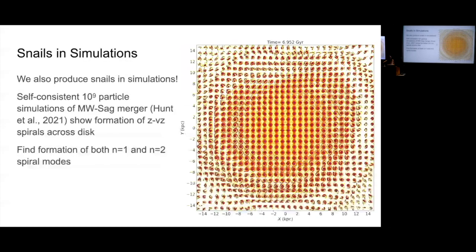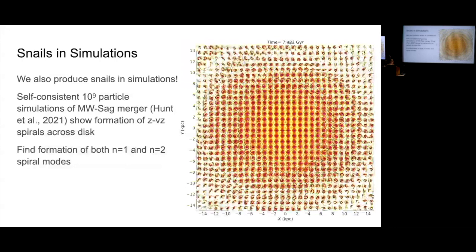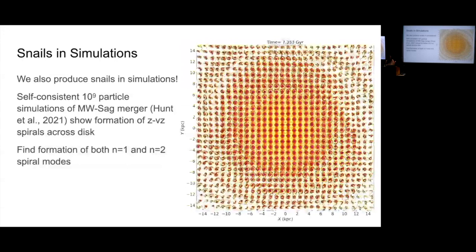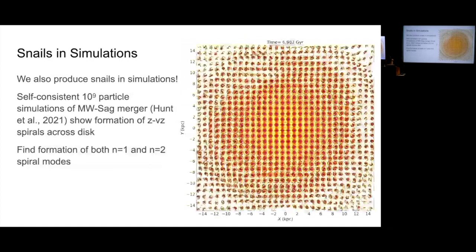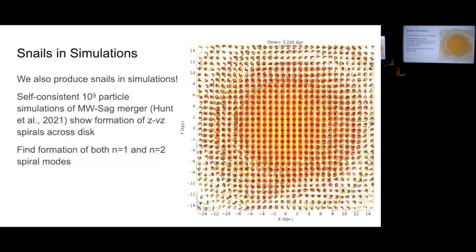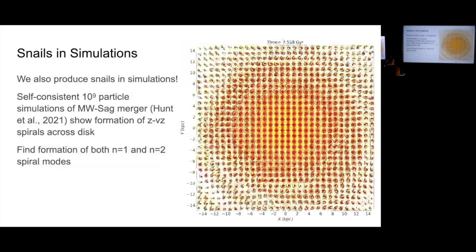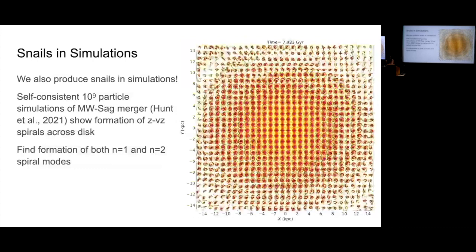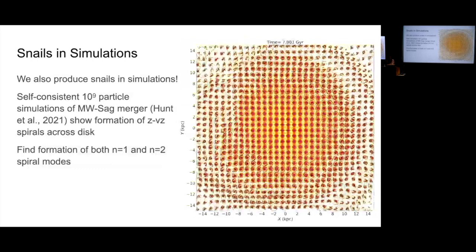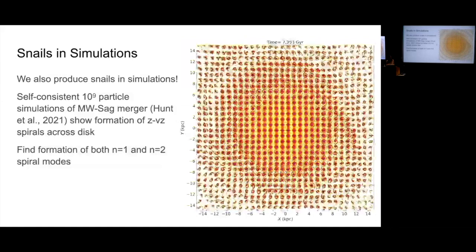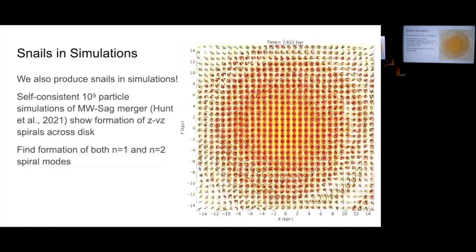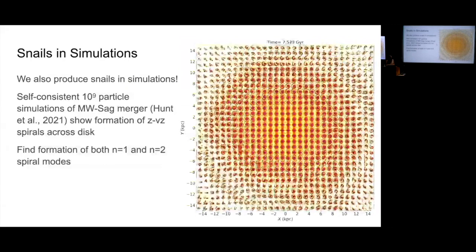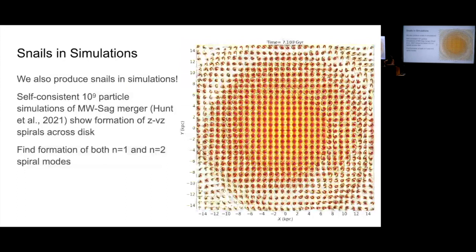Cool. So since then, people have looked at reproducing these spirals in simulations. Recently, Jason ran a series of self-consistent 10^9 particle simulations of an analog of a Milky Way Sagittarius merger. Here you can see, for a short clip in time, strong formation of these spirals across the disk, both the formation of n=1 and n=2 spiral modes. So n=1 is just a one-armed spiral, and n=2 is a two-armed spiral.